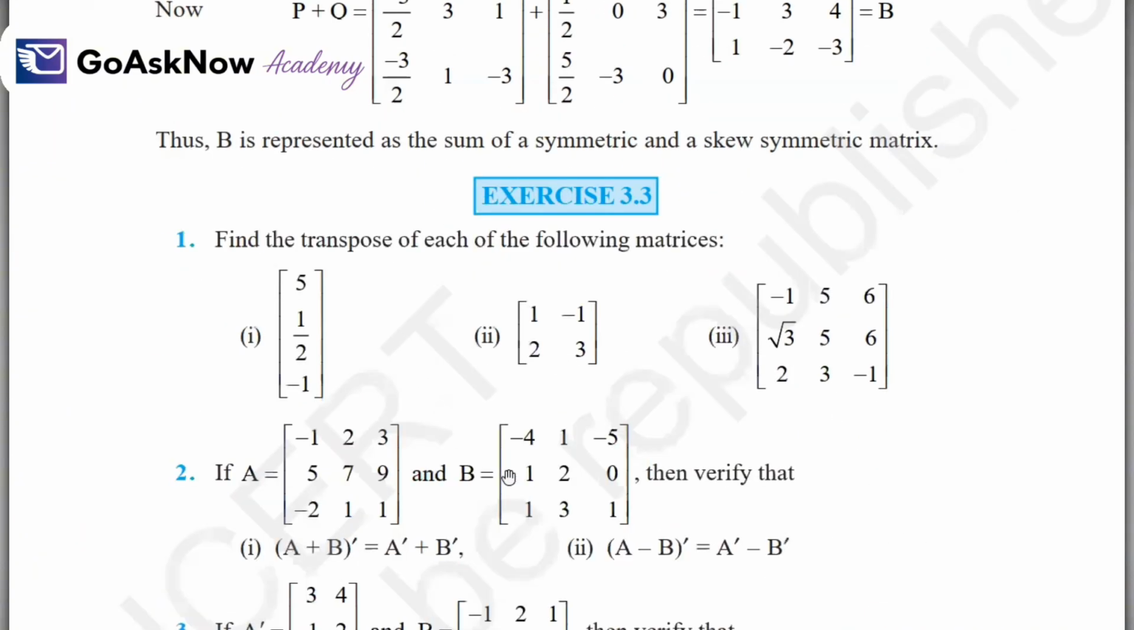Find the transpose of each of the following matrices. So this is a very easy question. I hope that you can do this by yourself, because I already told you what the transpose of a matrix is. Just interchange the row and column elements. So you will get 1, -1, and 2, 3. This is the transpose of this matrix. Second question, see the second one. I hope that you can do the other parts of the first question, because you just have to find the transpose of each matrix.